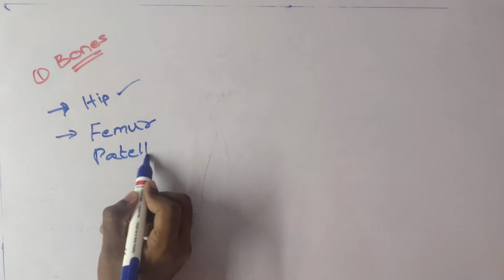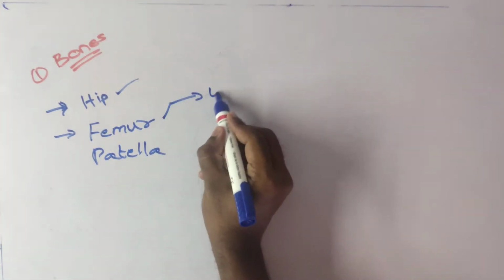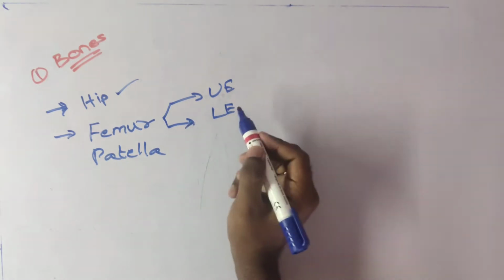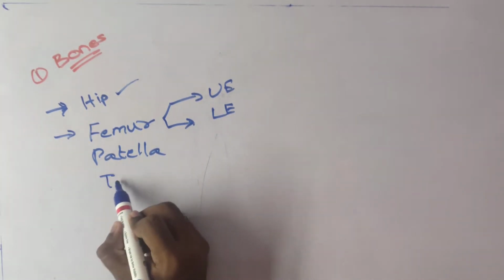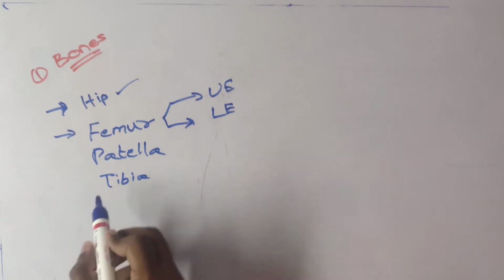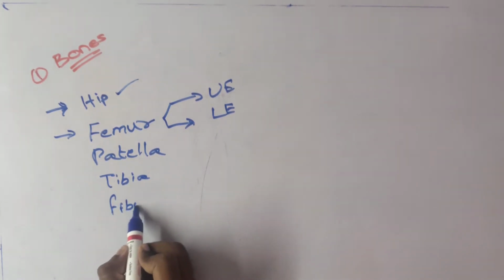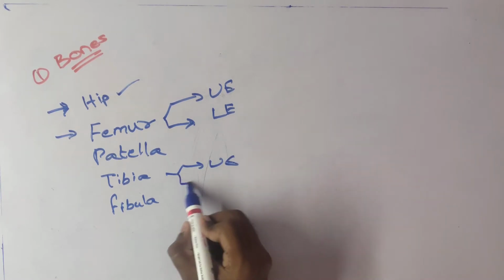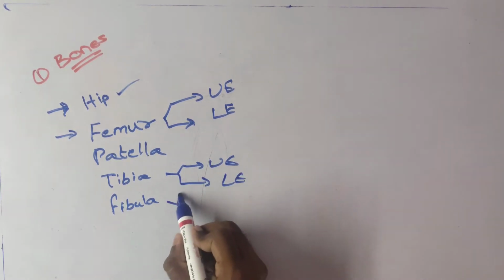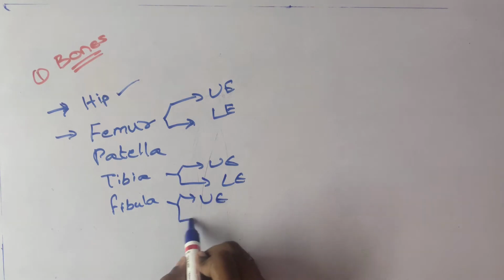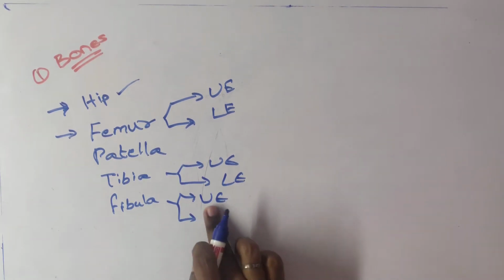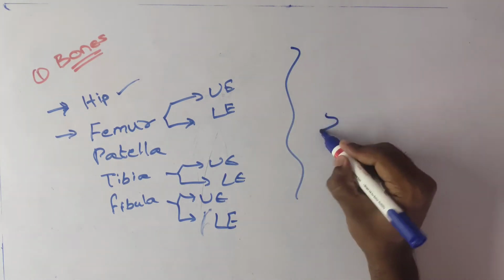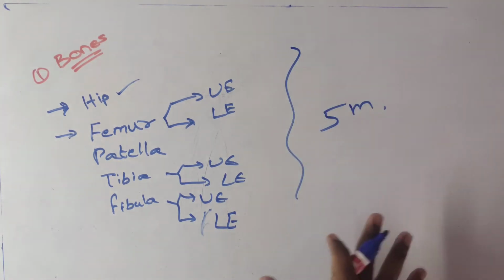Femur, patella. In the femur, there is an upper end as well as a lower end, and patella, tibia and fibula. In the tibia and fibula also there is an upper end as well as a lower end. Each question is for 5 marks, as well as tarsal bones.